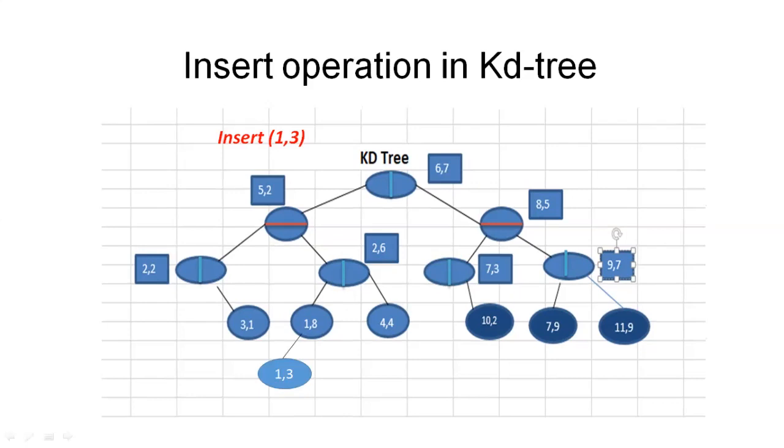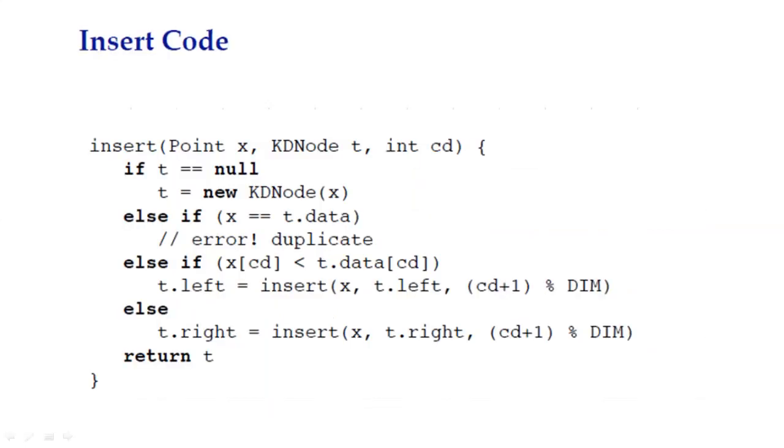So here what we will do is that instead of 1 8 we will have a horizontal cut, same as in this node, and this 1 8 will be written outside. This is how the insert operation takes place. It's quite easy. Same as in BST, only remember that you have to alternately switch the dimensions. This is the algorithm. Again, this is the point X which we want to insert in the tree.